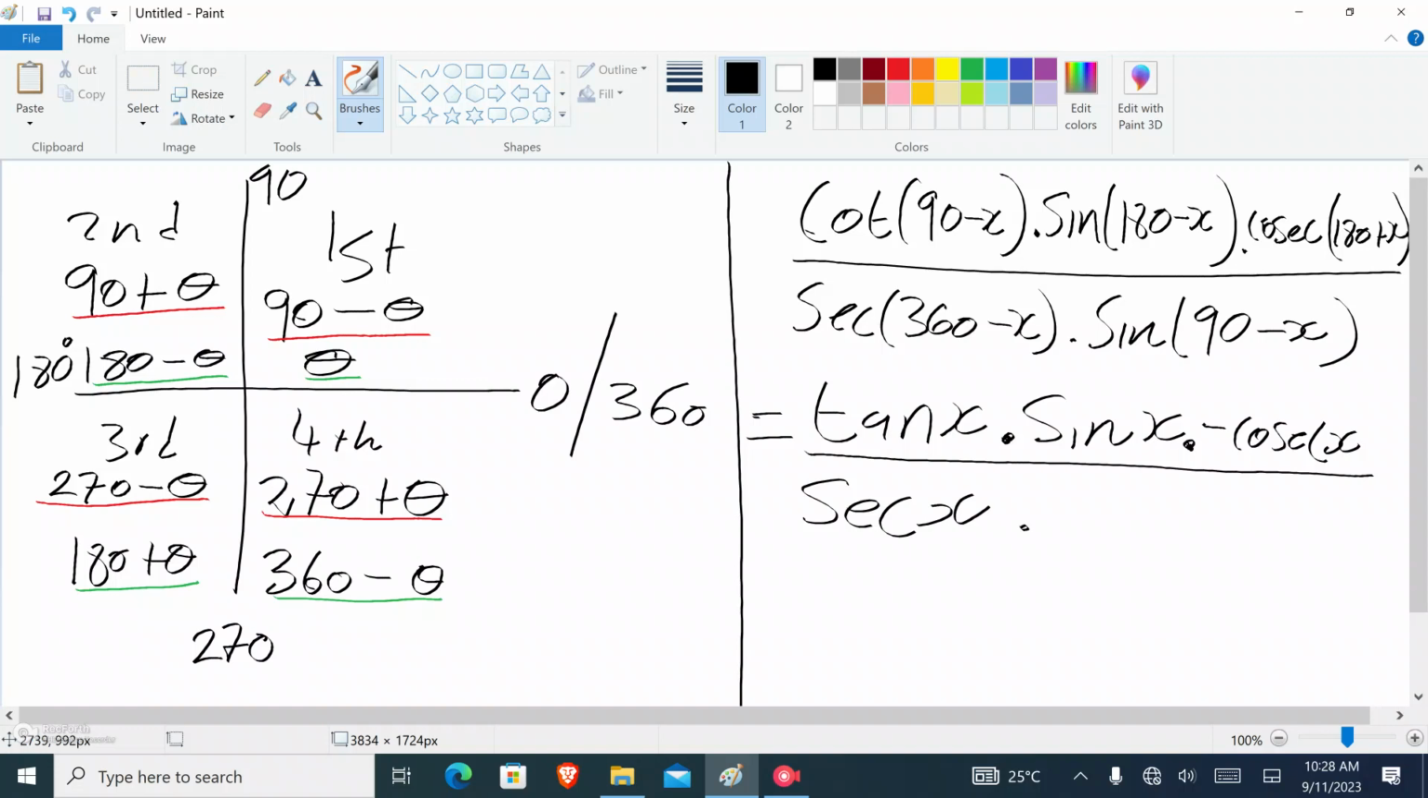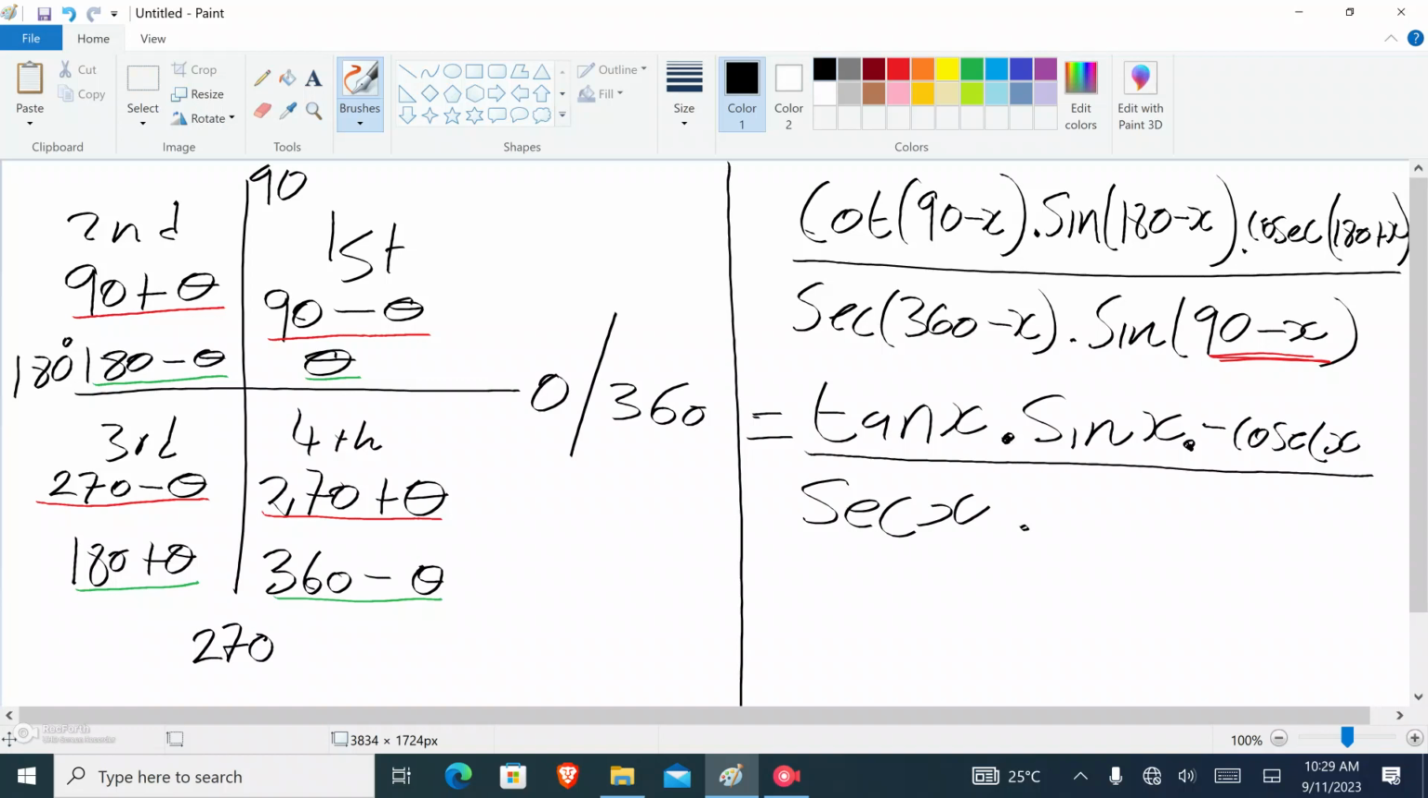Now let's look at our second problem there. We have sine 90 minus x. Let's look at the quadrant. What quadrant is this? This is the first quadrant where all the trigonometric functions are positive.